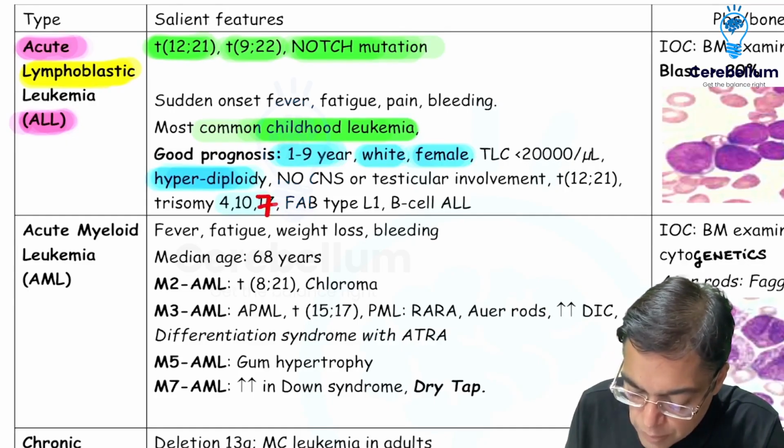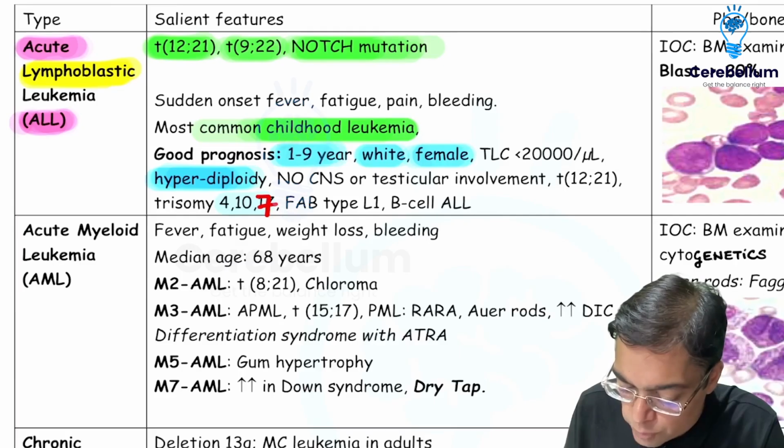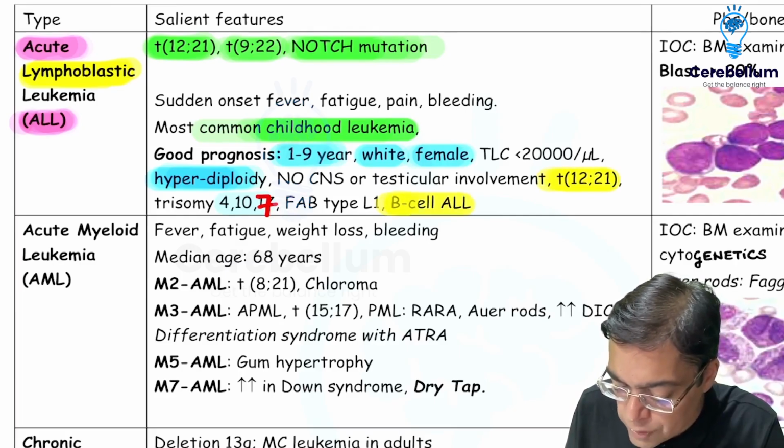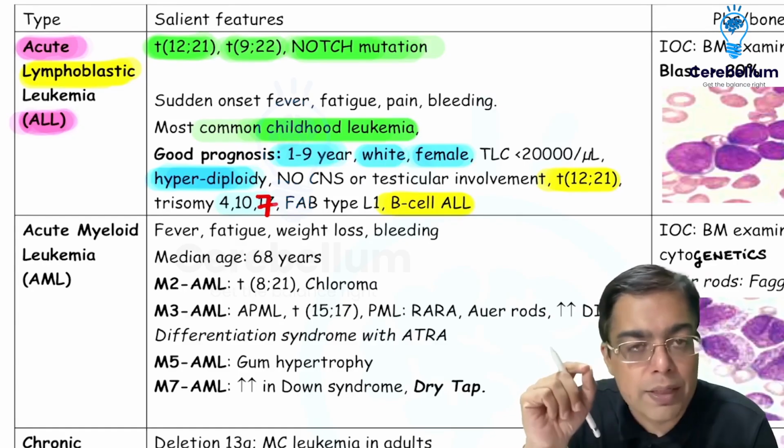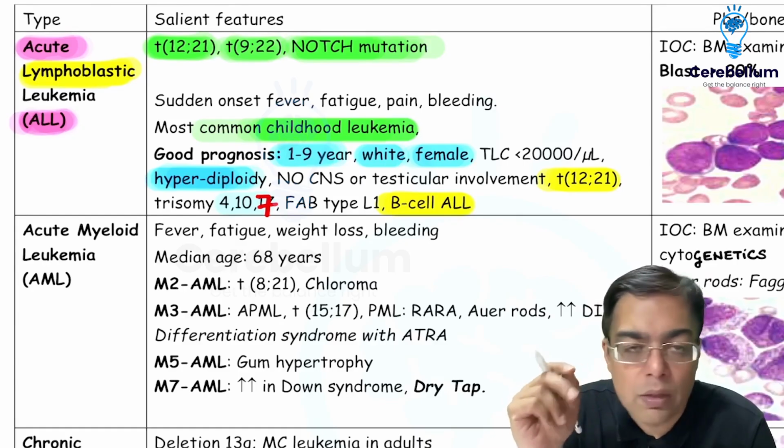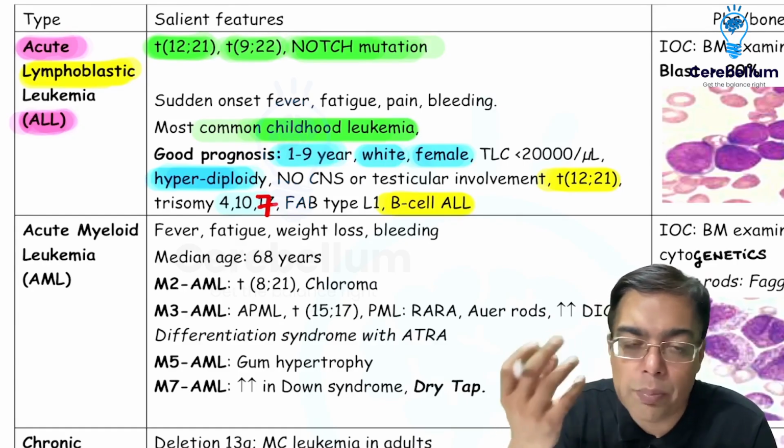And whenever there is a translocation like translocation 12;21, or the patient has a B type of ALL. You see, if a patient has ALL, he is going to have an increased number of lymphoblasts. A lymphoblast can be a precursor B cell or a precursor T cell.